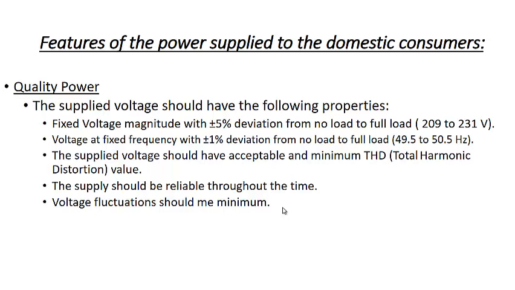There should not be any voltage fluctuations. Voltage should be constant. So these are the features of our supply to the domestic consumers, and the actual agreement is based on these properties of the supply voltage. When a supply has these properties, we know that such a system has quality power.